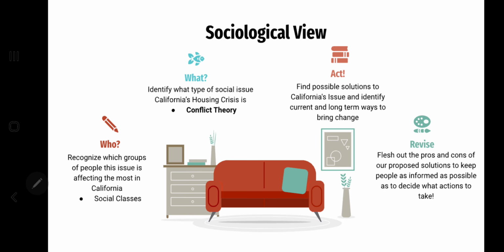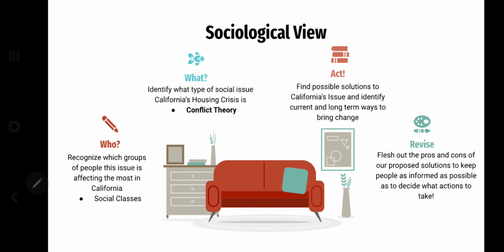How would a sociologist go about solving this problem? Identifying which groups of people an issue is affecting the most is key in dealing with sociological issues. In this case, a sociologist would break down California's social classes and recognize how the economy affects them each differently. California's housing crisis deals with a social paradigm known as conflict theory, which is also important to identify as to better understanding the type of problem a sociologist is dealing with.